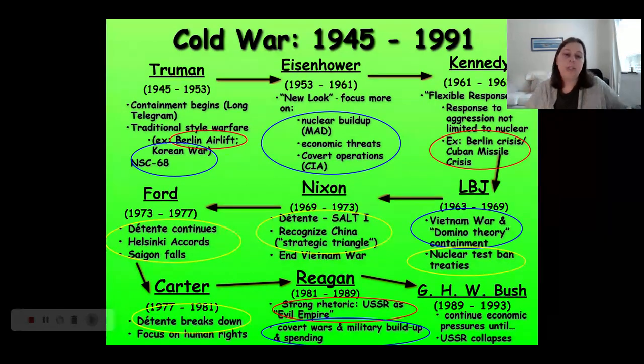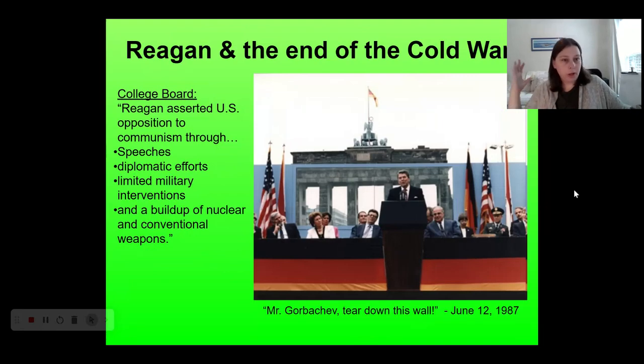And so when Reagan comes into office, he is going to return us to a little bit more like the old school style of Cold War, with much more direct verbal confrontation and indirect covert fighting of the Cold War. Here's how the College Board phrases that. They want you to know that Reagan asserted United States opposition to communism through speeches. Reagan very famously called the Soviet Union the evil empire, right, calling back to the Star Wars movie trilogy. The original trilogy was out in theaters during the time of Reagan's presidency.